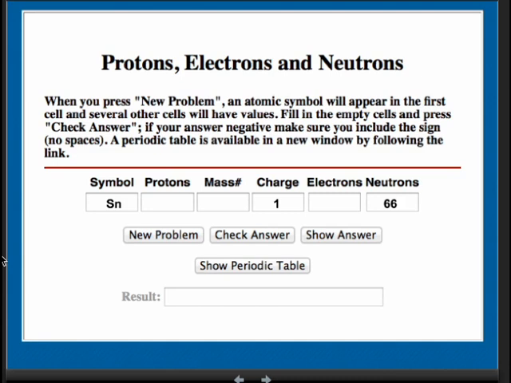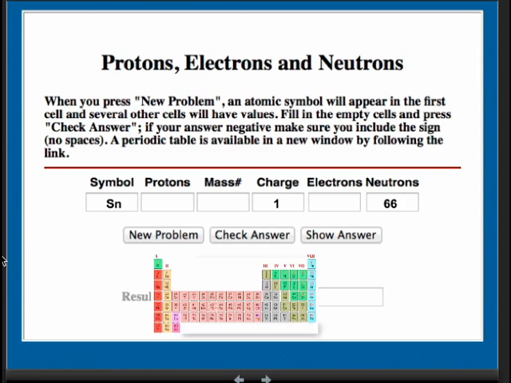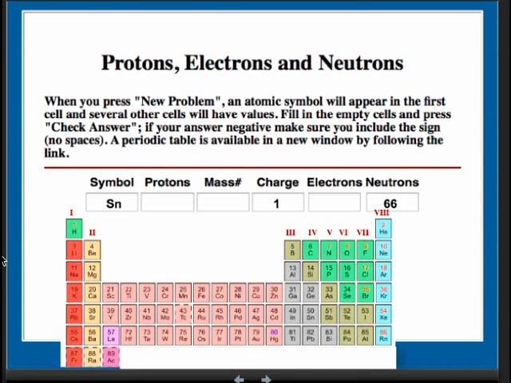So let's do this. The symbol here is Sn. You can click on the button here and it will show you a periodic table, or you can print one and just keep it with you, whatever. But here's one. Sn, that's tin, right? Tin lives right here. Its atomic number is 50. So how many protons? 50.